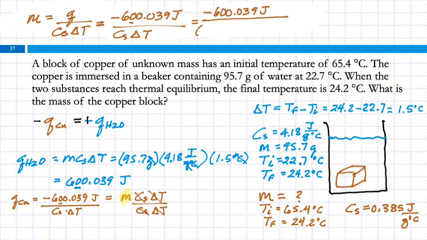So the specific heat capacity we looked up, it's 0.385 joules per gram degrees Celsius. And then we need the change in temperature. It's kind of a mess, sorry. The change in temperature is the final minus the initial. The final is 24.2. The initial was 65.4. 24.2 minus 65.4, negative 41.2.